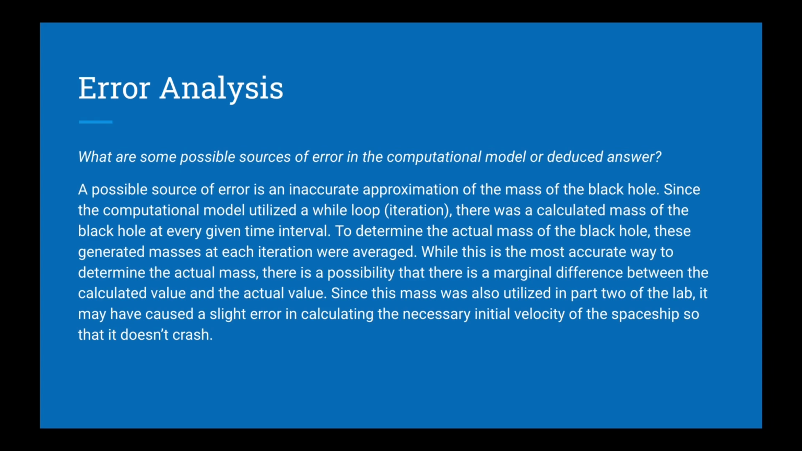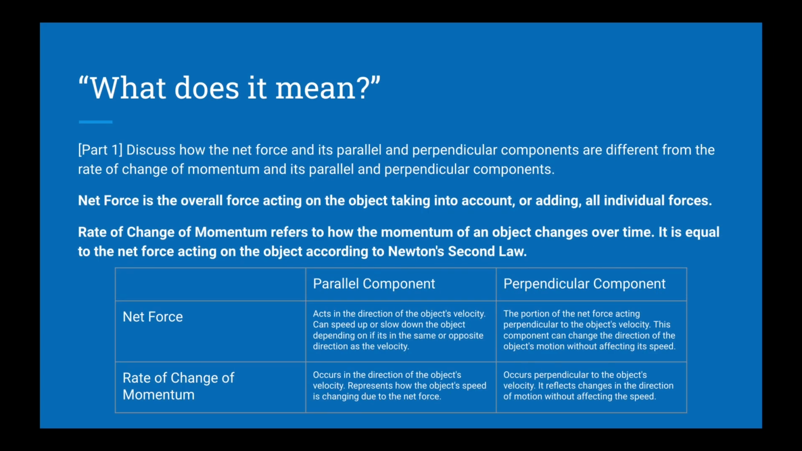What does it mean? Net force is the overall force acting on the object, taking into account or adding all individual forces. The parallel component acts in the direction of the object's velocity and can speed up or slow down the object depending on whether it's acting in the same or opposite direction of the velocity. And the perpendicular component acts perpendicular to the object's velocity. This component can change the direction of the object's motion without affecting its speed.